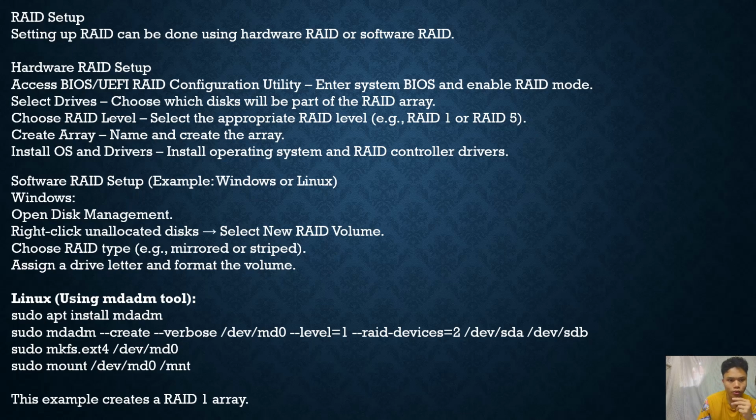Then sa software naman RAID setup, for example sa Windows, open the Disk Management, right click unallocated disk, then select new RAID volume. Choose RAID type, mirrored ba or striped. Then assign a drive letter and format the volume.